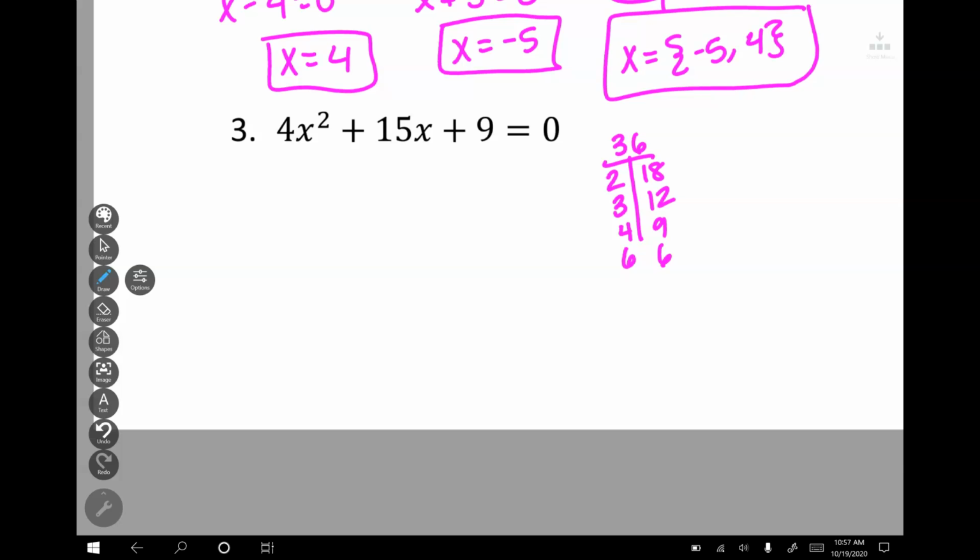Okay, I already see what I need right there, 3 and 12. They need to multiply to positive 36, so they need the same sign. And then they're adding to positive 15, so they both need to be positive. So I'm going to factor this by grouping. So 3x, 12x, just breaking that up.